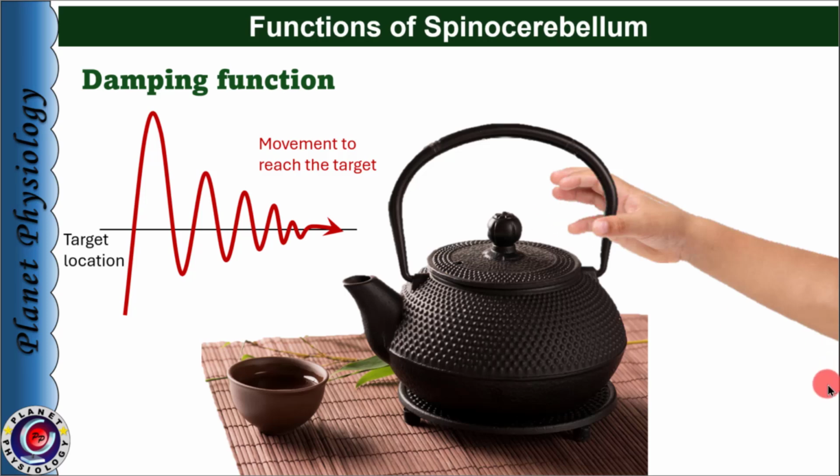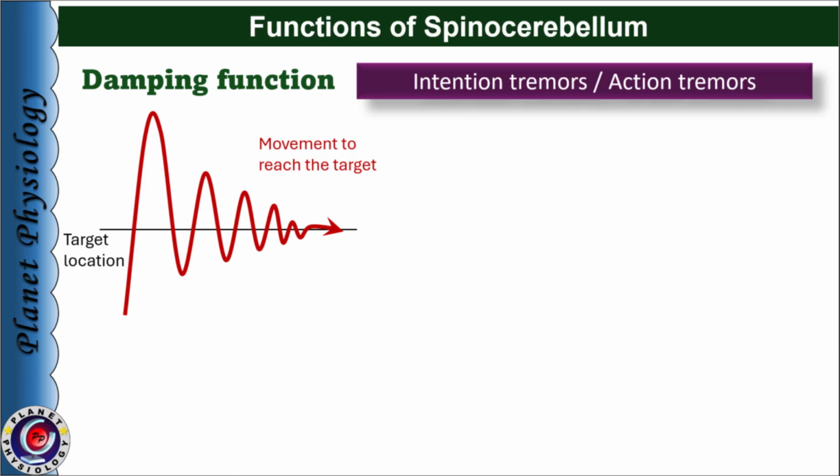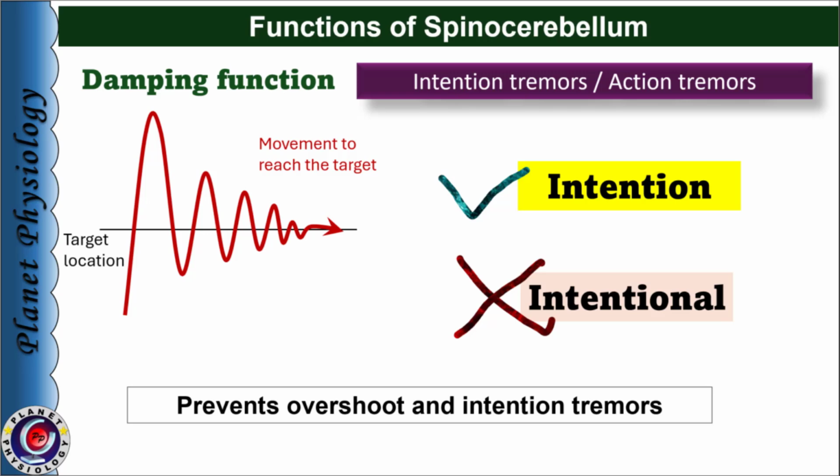This characteristic to and fro movement while trying to reach the target is called intention tremor or action tremor. Note that the word is intention tremor and not intentional tremor, a common mistake many students make. Please remember it is intention tremor. Thus, because of the damping function, the cerebellum prevents overshoot and intention tremors, helping us to move smoothly without any unintended oscillations.